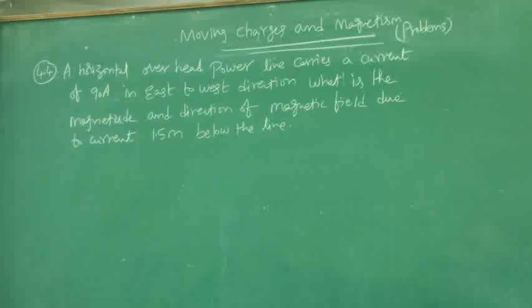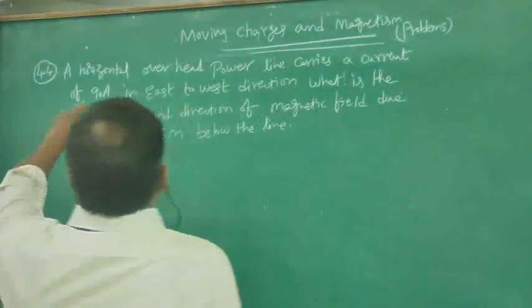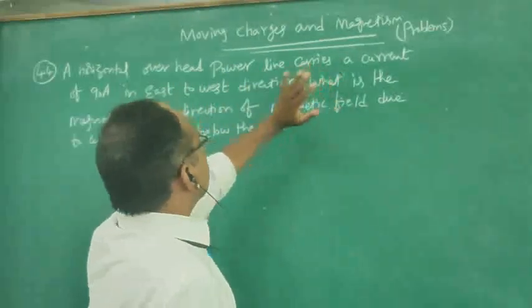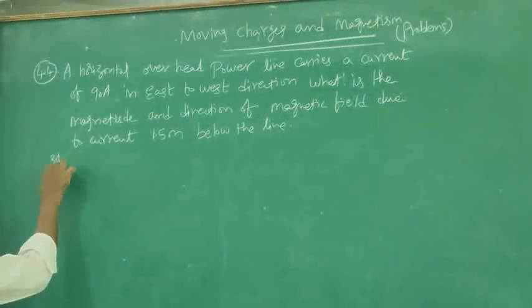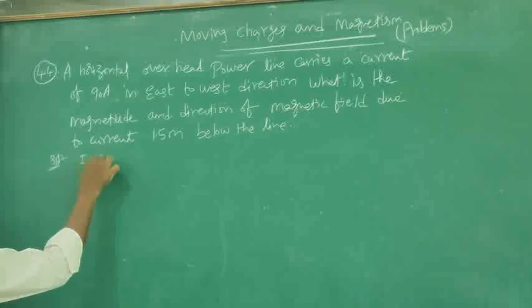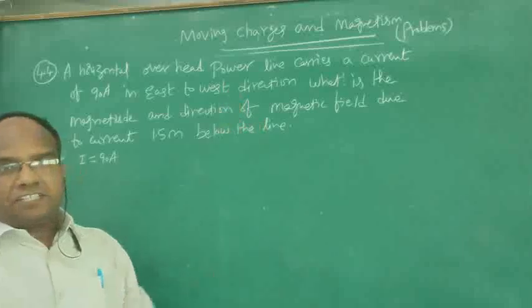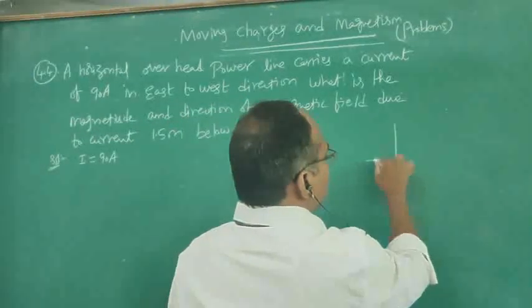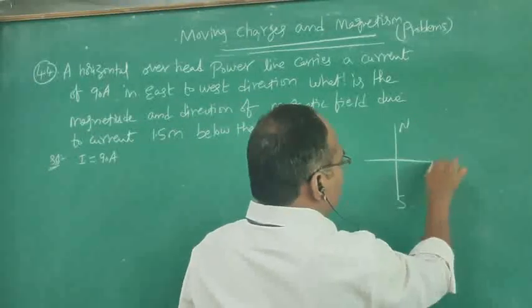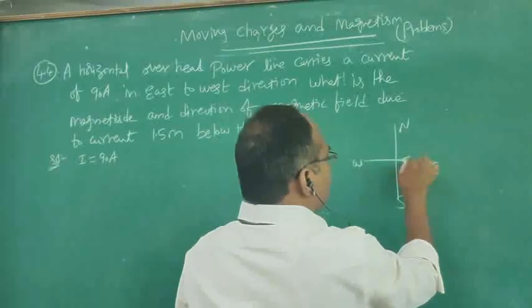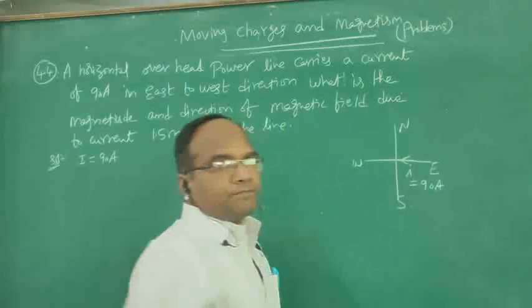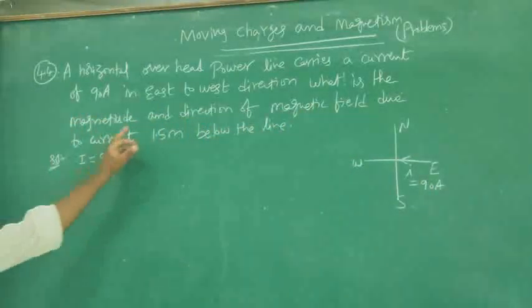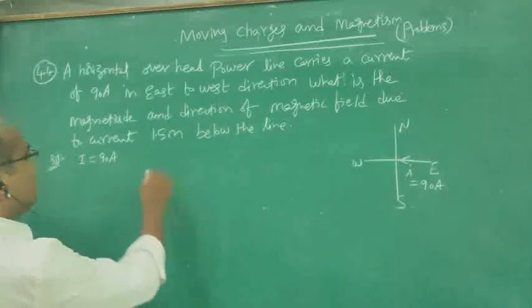Now in the fourth problem, a horizontal overhead power line carries a current of 90 ampere. What is the meaning of this? Current I is equal to 90 ampere, east to west direction. North, south, east, west. So the current is passing from east to west, 90 ampere. What is the magnitude and direction of the magnetic field?